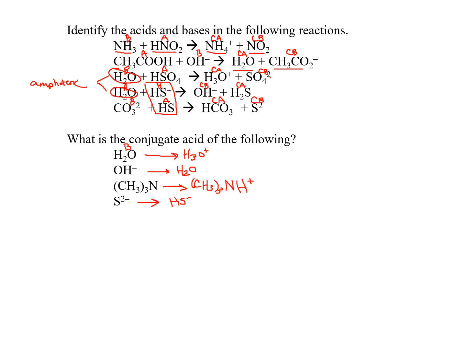Now, you should be able to go the other way too. So I want to know, what is the conjugate base of the following? If I'm asking for a conjugate base, then you're taking these substances and thinking of them as acids. What do acids do? What is their job? They donate H positives. So if I take H2O and I donate an H positive off of it, what does it turn into? It turns into OH negative, right?